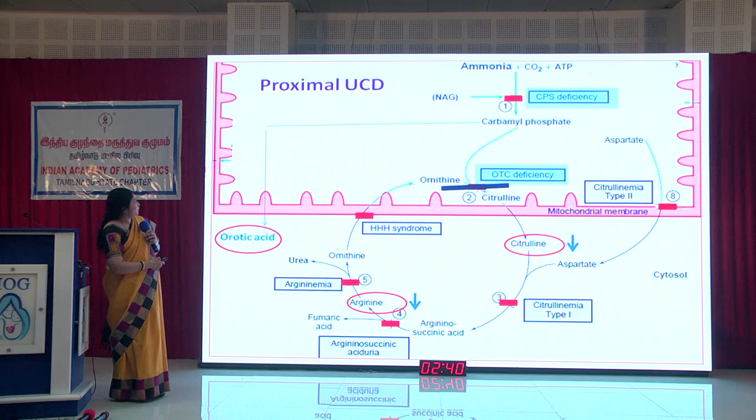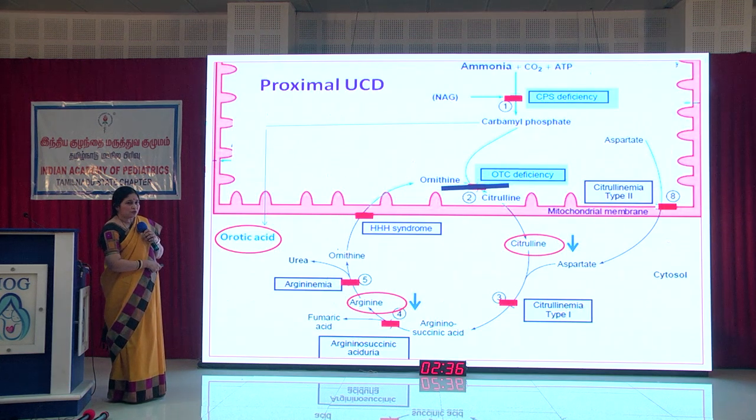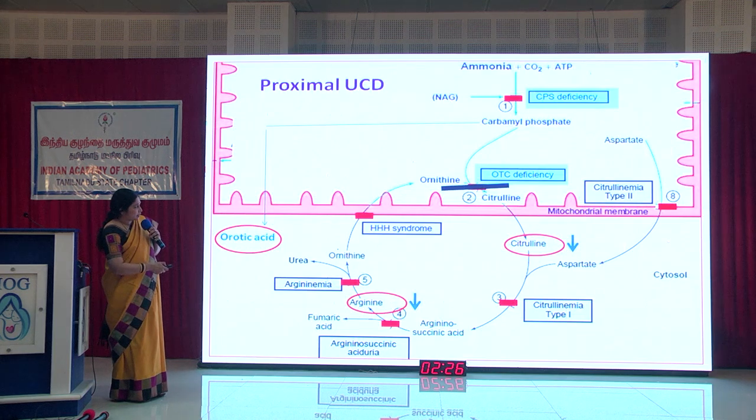So you have to do orotic acid. What is orotic acid? It is formed in which pathway? Pyrimidine synthesis, yes. So when there is a block here, carbamyl phosphate accumulates and this enters the cytoplasm into the pyrimidine pathway. What is the enzyme there? CPS2. Here it is CPS1 and there is CPS2. So when this enzyme is deficient, carbamyl phosphate increases.